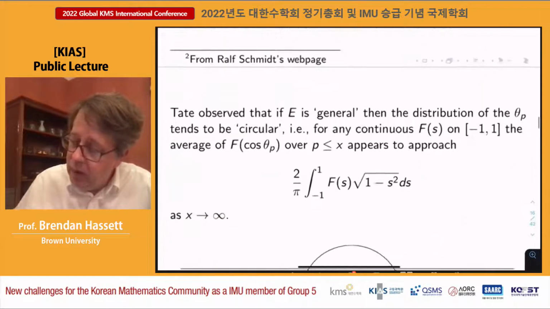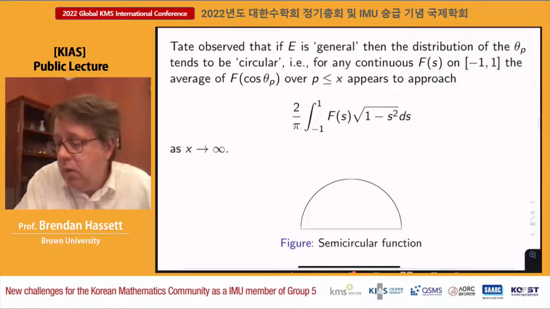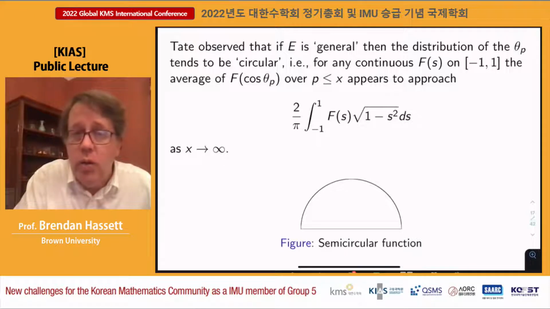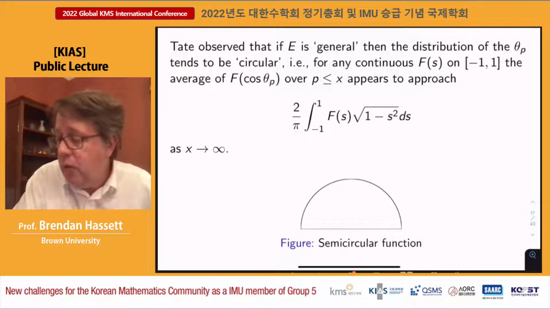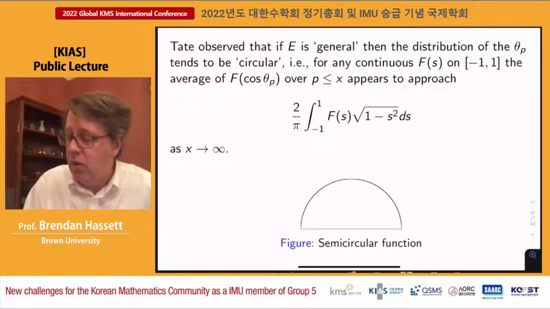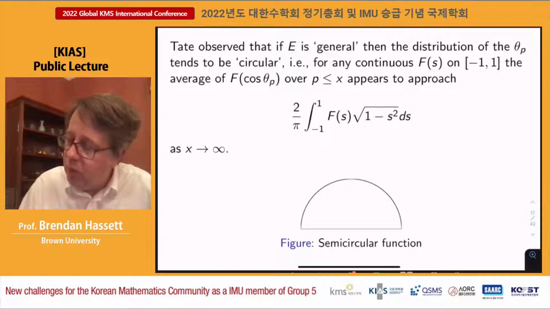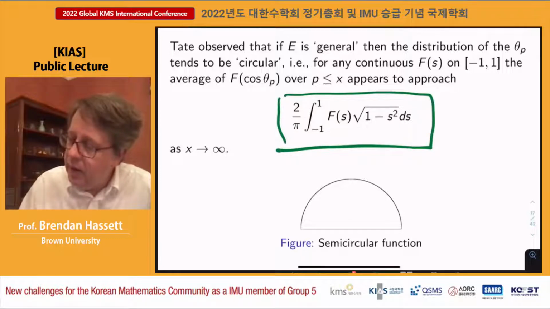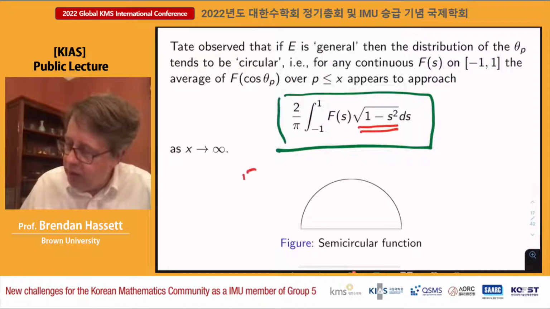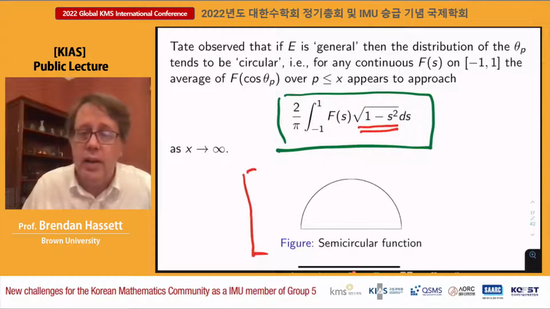And so sometime later, John Tate, working in the United States, he was at Harvard at the time, observed that for most E, the distribution of these angles tends to be circular. So for any continuous function on [-1, 1], the average of these for p less than x appears to approach this integral. And this integrand here is basically just the graph of the semicircular function.